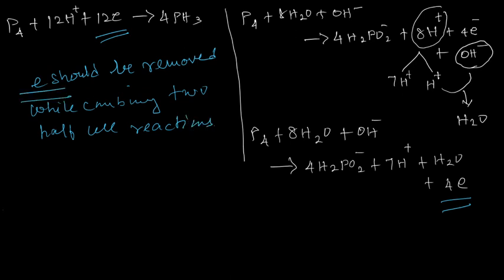So these are the two half cell reactions. This is not the full reaction. This is a half cell reaction. This is said to be a half cell, that is, half reduction and oxidation. While combining the two half cell reactions, the electrons should be removed. That is the reason why we are multiplying, that is, balancing the electrons. This is reduction and this one is oxidation.